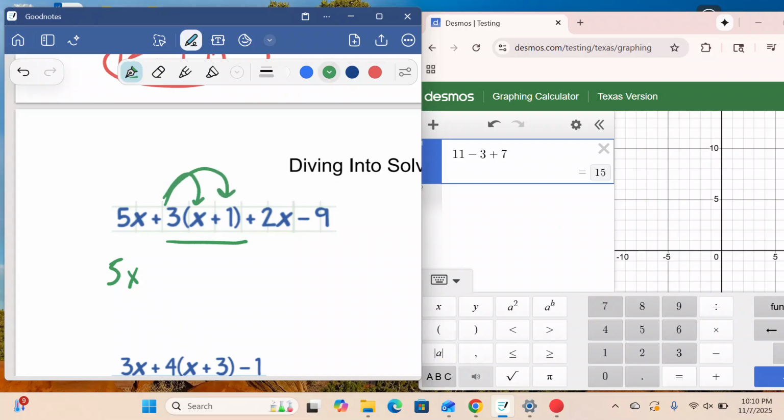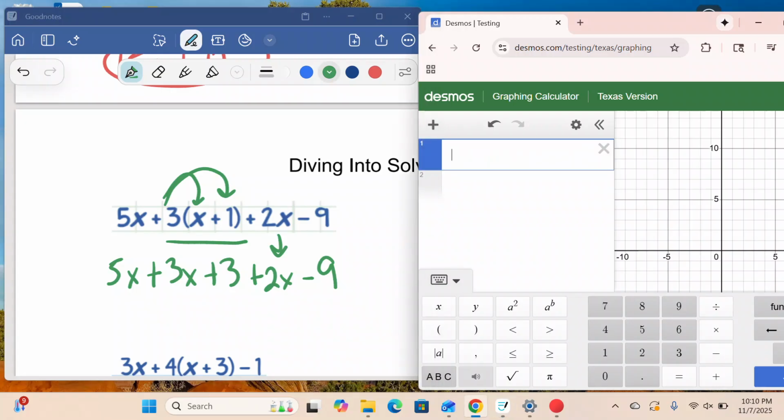And what is positive 3 times x? It's going to be positive 3x. And what is positive 3 times 1? It's going to be positive 3. So I have my distributive simplified. I bring this down, positive 2x. And I bring that down, minus 9. Next, I have a lot of x's I'm going to combine. I will go ahead and underline them in red.